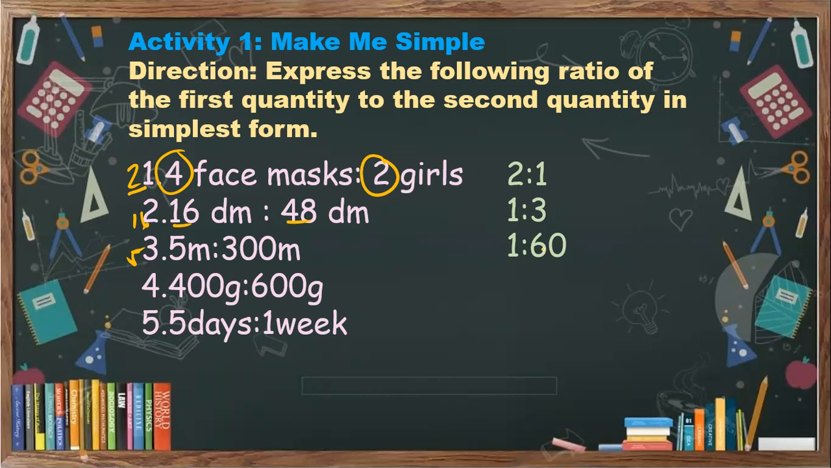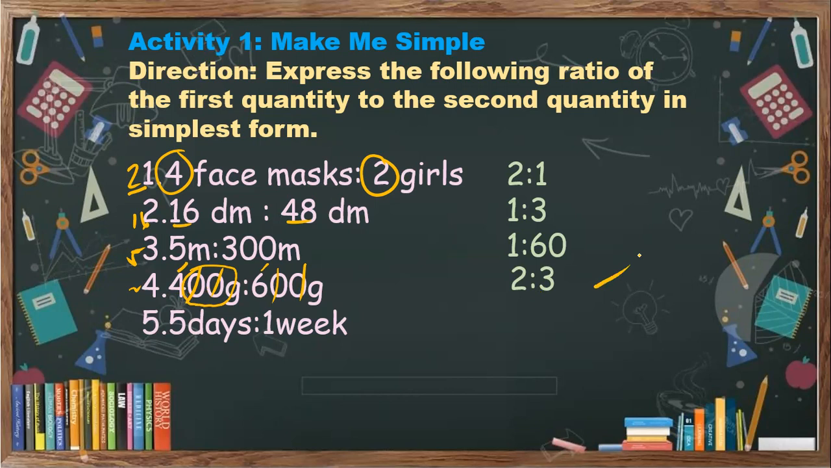Next, how about 400 grams to 600 grams? So the lowest term of that, since they both have zeros, we can remove those. So focus on 4 and 6. The lowest term of 4 and 6 is 2 is to 3. Just divide both numbers by 2. So we get 2 is to 3.